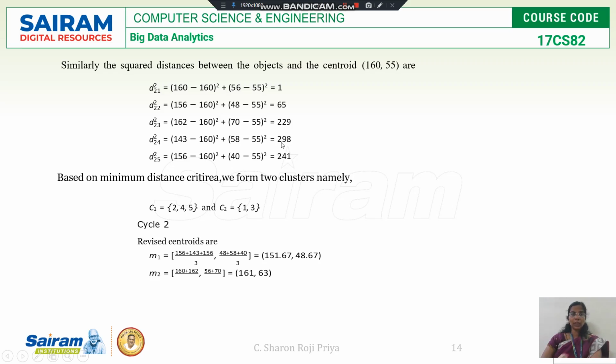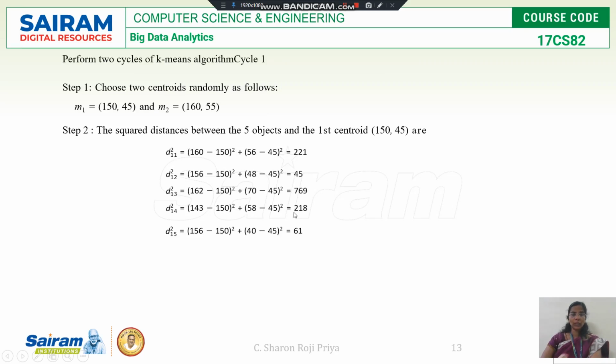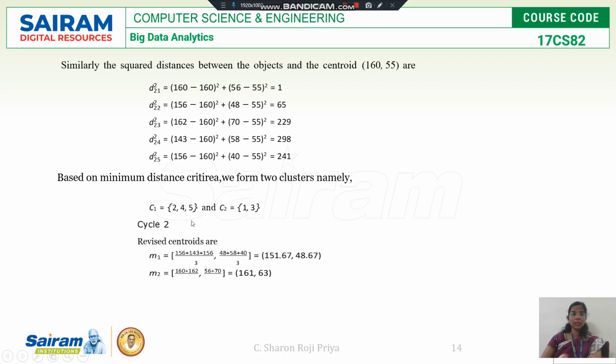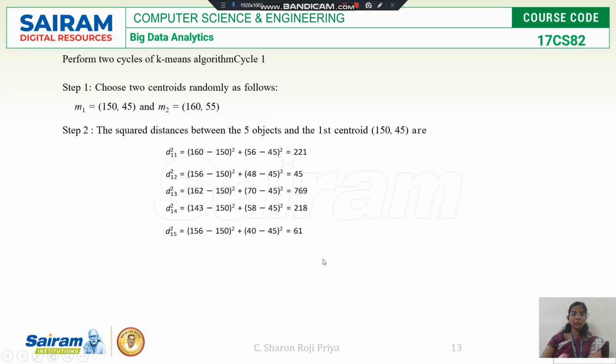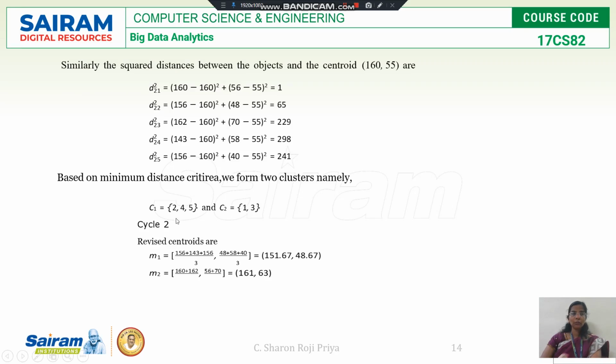Similarly, you can compare the fourth data point. For the second centroid it is 298 and the first centroid is 218. So the fourth data point should be placed in your first cluster. Next is the distance between the fifth data point and the second cluster, which is 241, and the fifth data point and the first cluster is just 61. 61 is minimum. So I will be placing the fifth data point in my first cluster. I have partitioned my database.